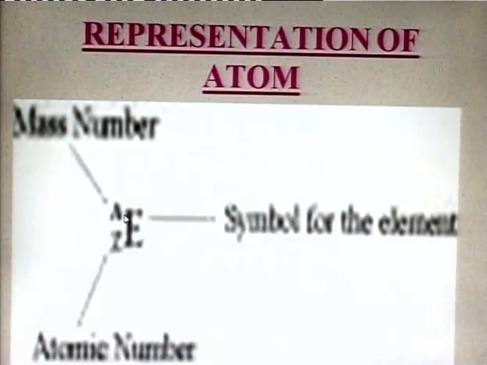I have already told that atomic number is equal to the number of protons, which is equal to the number of electrons. So, we can find out the number of electrons and protons, which is equal to the atomic number. And if we want to calculate the number of neutrons, we know that mass number is the sum of neutrons and protons, and because proton count is the atomic number, by subtracting the atomic number from the mass number we can find out the number of neutrons. So, the representation of an atom is E with superscript A and subscript Z, that is the atomic number.